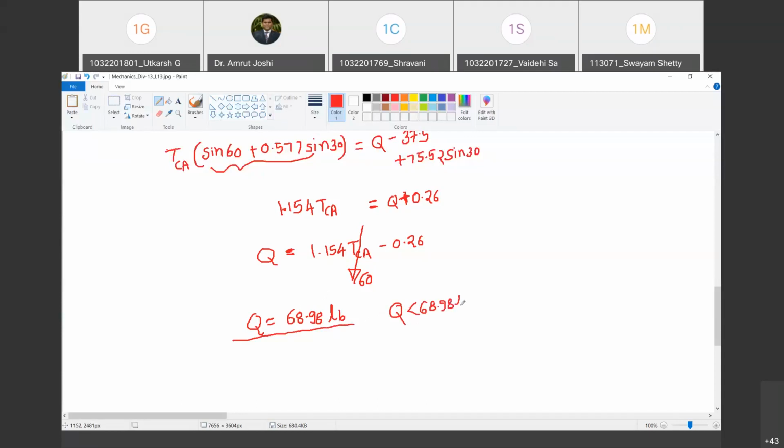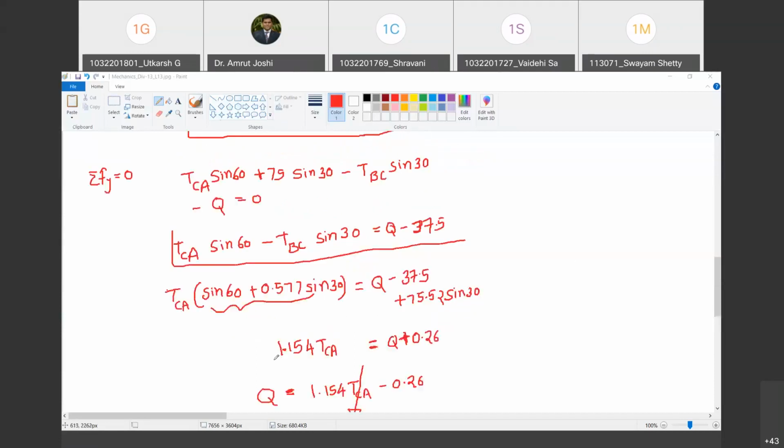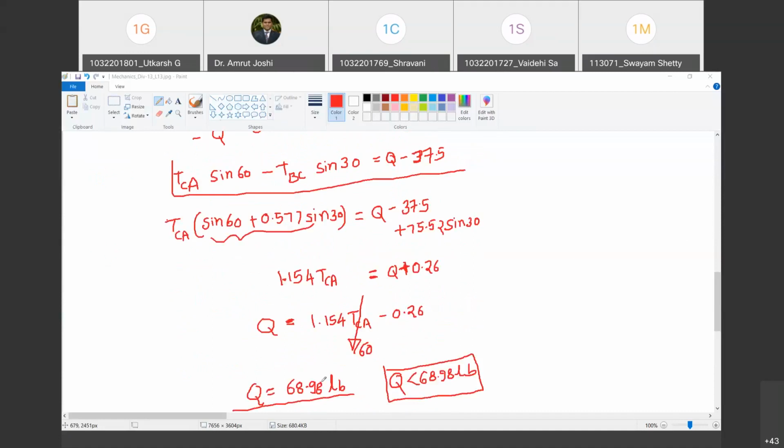Because if it exceeds 68.98 pounds, then TCA is going to exceed 60, which is not allowed. Are you with me? Yes. So this is the first condition that we get. Now how do we get the second condition?